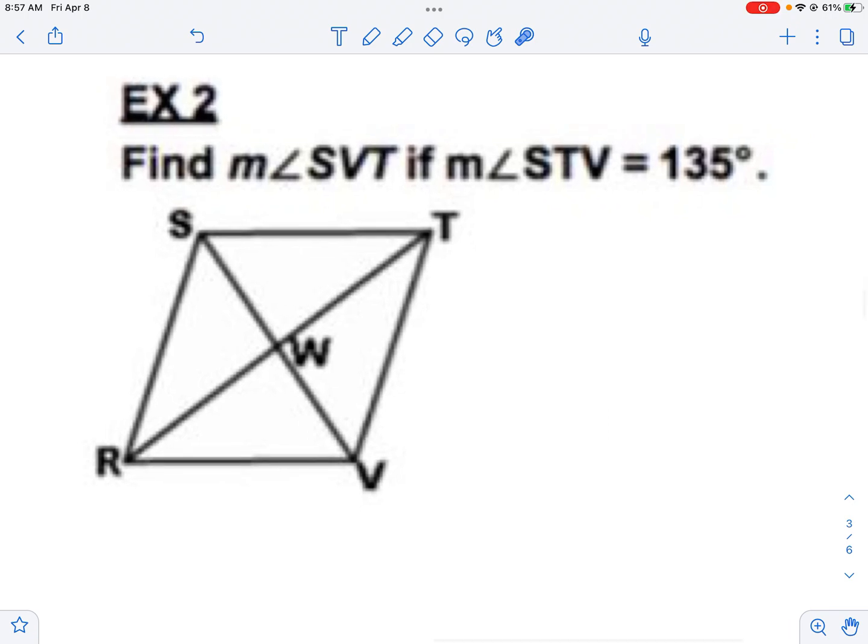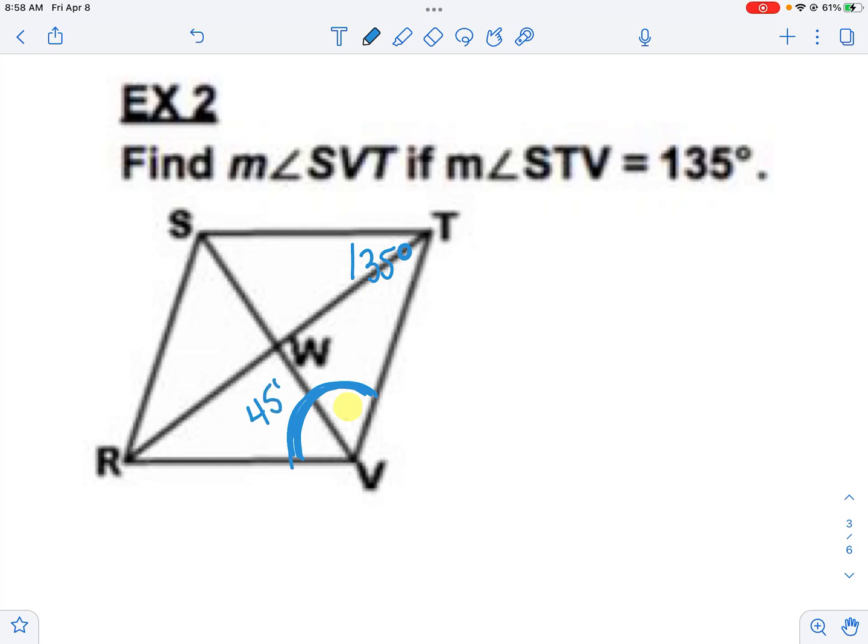Taking a look at this next one, it says find the measure of angle SVT. So this is this angle right here, if the angle of STV is 135 degrees. Because it's a rhombus, I know that I have 90 in the middle, and I could put ticks all the way around. But because it's a parallelogram, I have to remember that the angles next to each other should add up to 180. So if I find out what 180 minus 135 is, that's going to tell me this whole angle. So go ahead and figure out what's 180 minus 135.